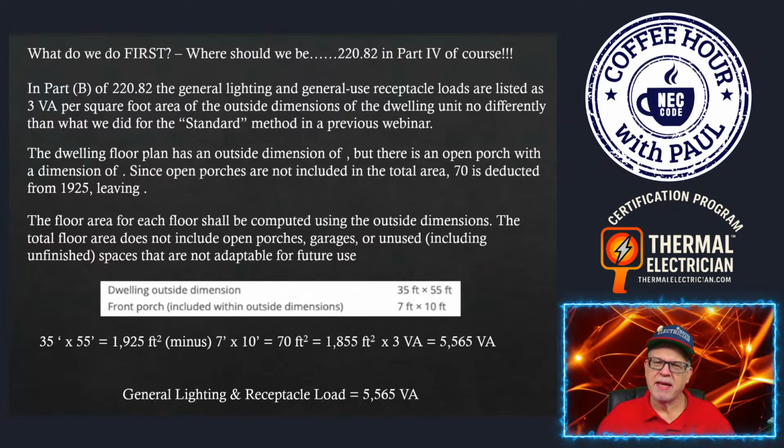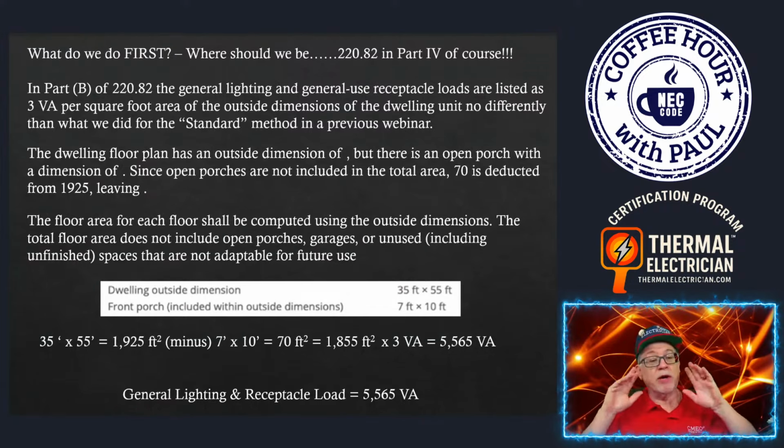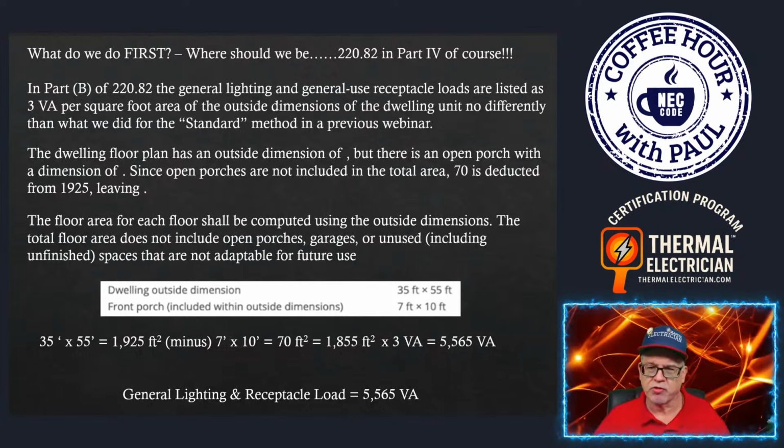All right, so now in part B of 220.82, the general lighting and general use receptacle load are listed as 3 VA per square foot area of the outside dimension of the dwelling unit, no different than what we did for the standard method. Okay, so we're still under the 2023 edition of the NEC, we're still 3 VA per square foot. Now that changes in the 2026 down to 2 VA per square foot, but we're in the 2023, so it's 3 VA per square foot. Now, one of the things that we have to remember is that porch area, that open porch, needs to be removed. Okay, that needs to be taken out of our overall dimension, right?